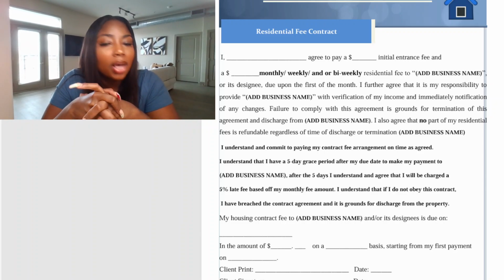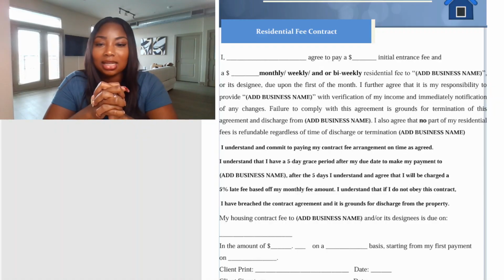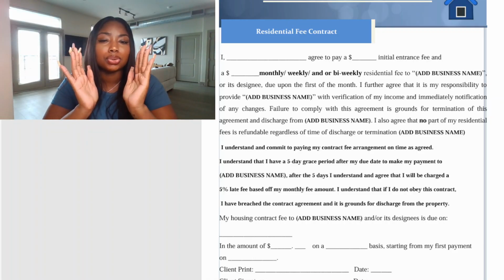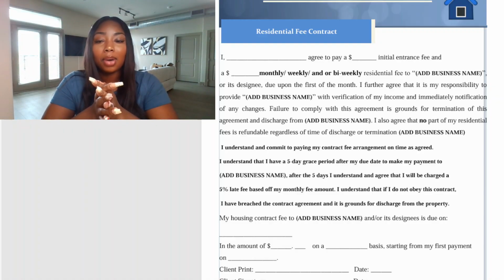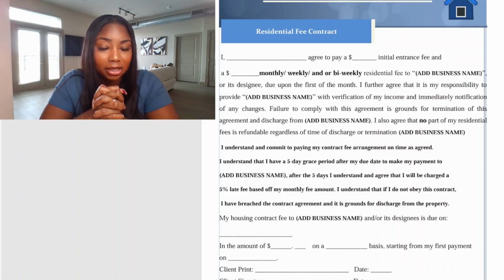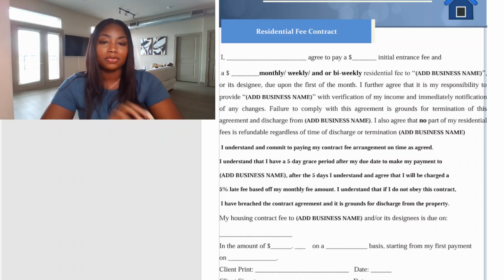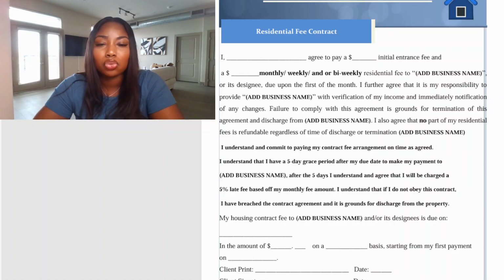Residential fee contract. Okay, let's go. People always say, okay, a lease, a lease, a lease. I necessarily don't do an actual lease because it's a program, but I do a residential fee contract. Again, you can adjust this page to your liking. However, for me, I would fill out this form and I would say, I, Jane Doe, agree to pay a $300 initial entrance fee and a $300 bi-weekly residential fee to New Habit Transitional Housing. You'll add your business name there, for example. And that's if an individual is paying $600 a month or paying $300 biweekly.